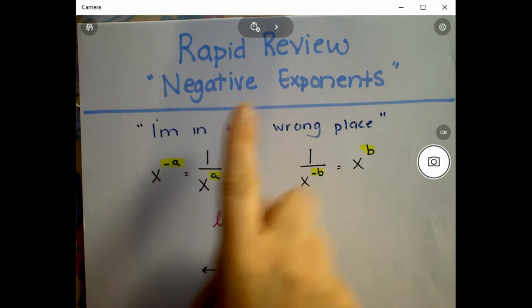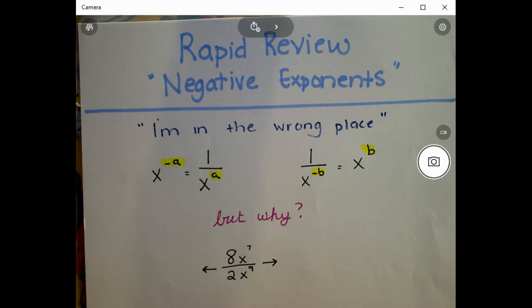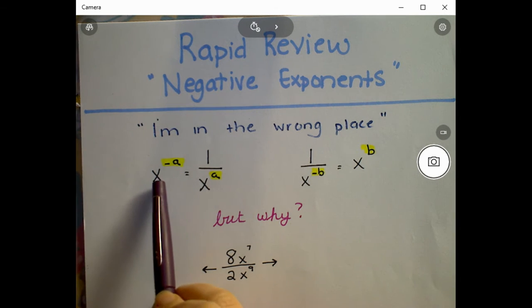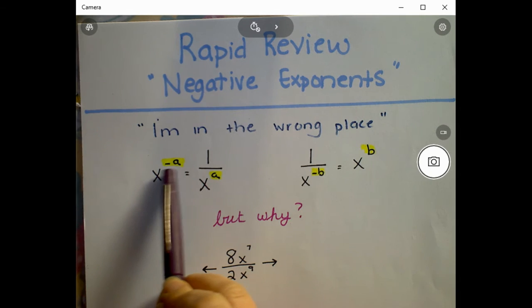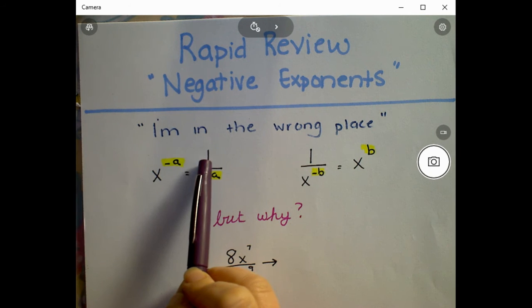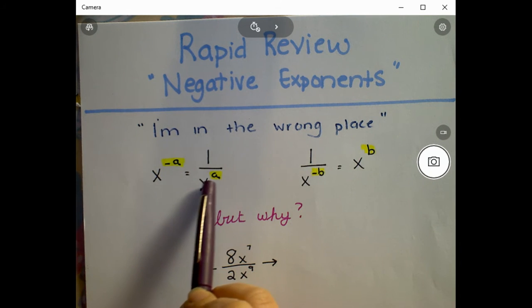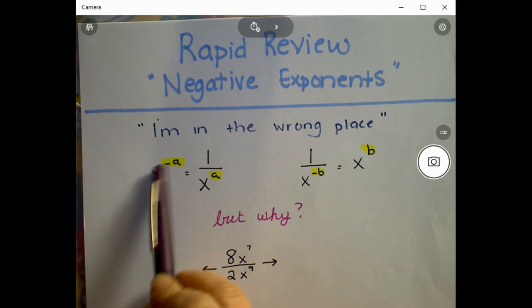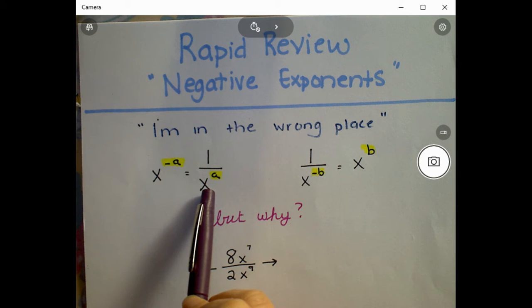All right, so negative exponents, to me, I always think of them as I'm in the wrong place. It just indicates that if it was in the numerator, it should be in the denominator. If it was in the denominator, it should be in the numerator. For example, x to the negative a power means the same as 1 over x to the positive a. Instead of being in the numerator, it goes to the denominator.